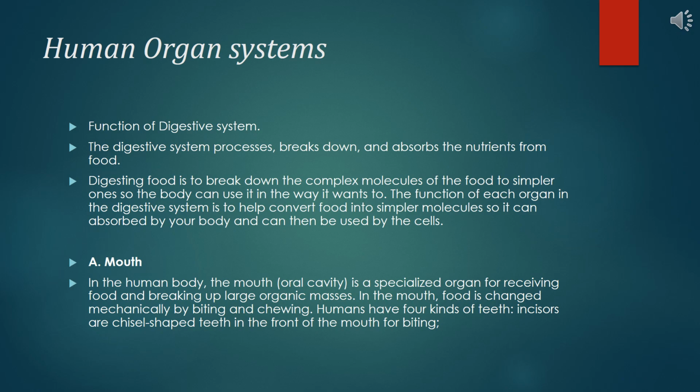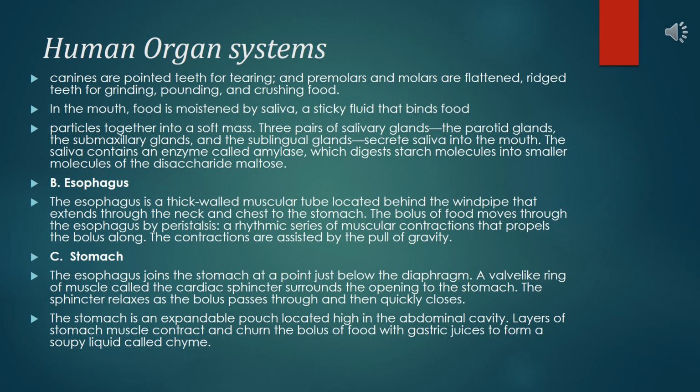The mouth. The mouth, or oral cavity, is a specialized organ for receiving food and breaking up large organic masses. In the mouth, food is changed mechanically by biting and chewing. Humans have four kinds of teeth. Incisors are chisel shaped teeth in the front of the mouth for biting. Canines are pointed teeth for tearing, and premolars and molars are flattened, ridged teeth for grinding, pounding, and crushing food.